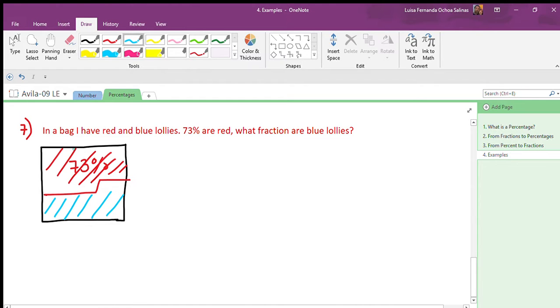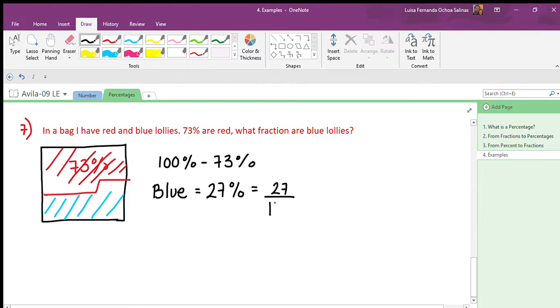So we know that the whole has to be 100. So 100% take away 73%. The blue ones have to be, if I do 100 take away 73, is equal to 27%. And how do we write 27% as a fraction? 27 out of 100. And I know that I cannot simplify it anymore, so that's my final answer. And that's the last video for this part.